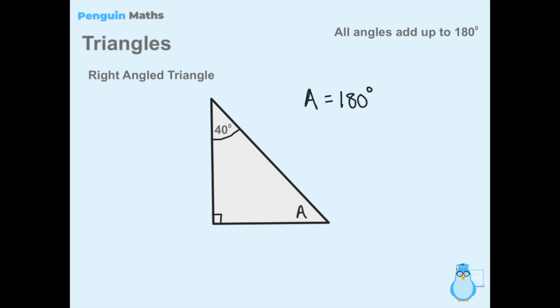180 degrees. Take away the 90 degrees we know that makes up a right angle, and also take away this 40 degrees that we've already been given as well. Therefore, angle A is equal to 50 degrees.